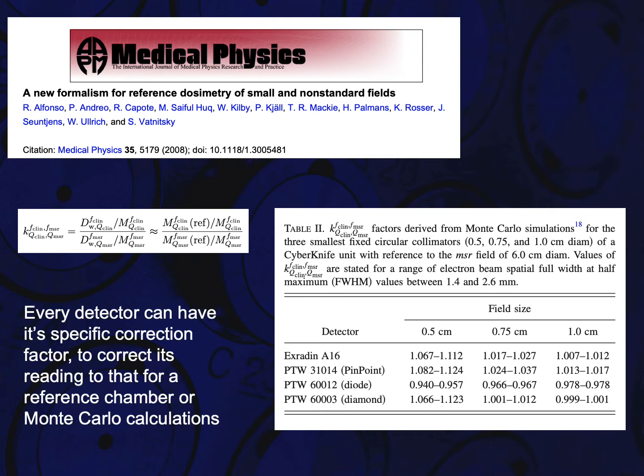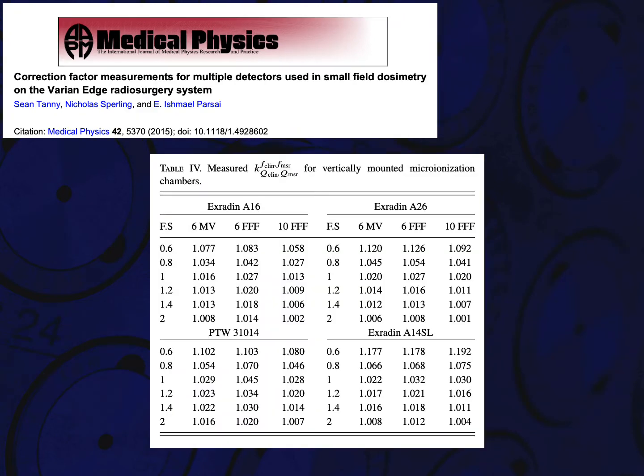So every detector can have its own specific correction factor to correct its reading to that for a reference chamber or for Monte Carlo calculations. And this table here shows you a list of the different factors that can be assigned. So you can see that they are significantly different because some chambers really can under-detect the true output factor. Some of them even over-detect the true output factor.